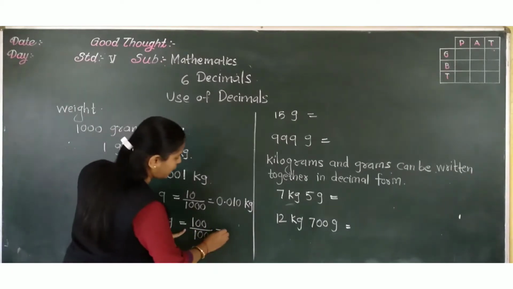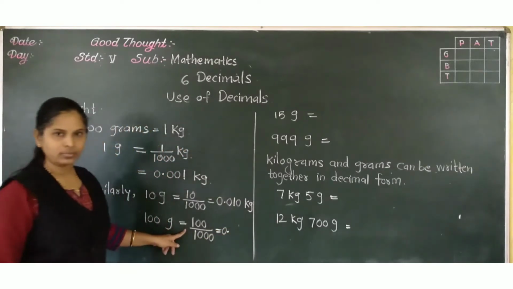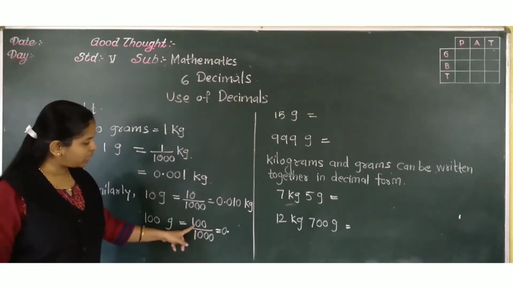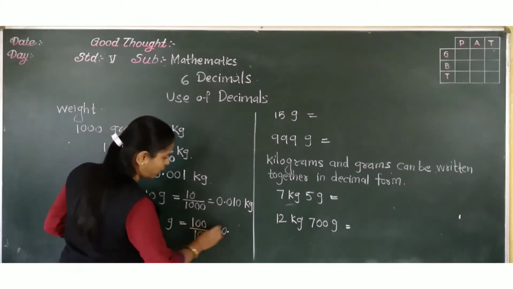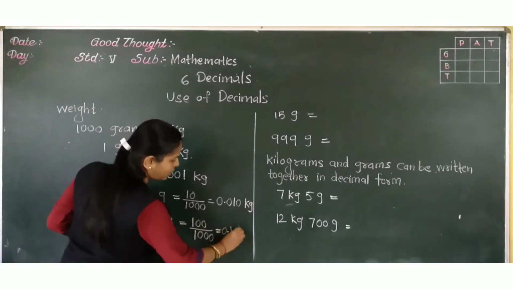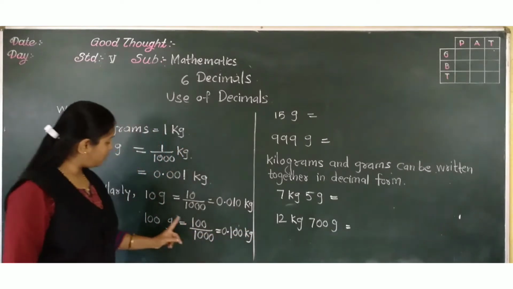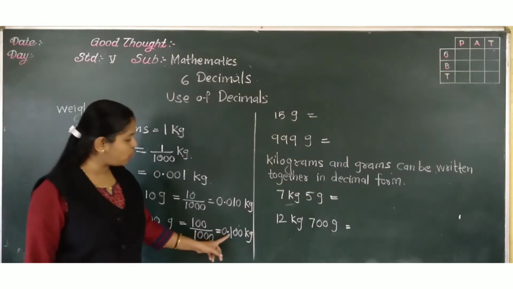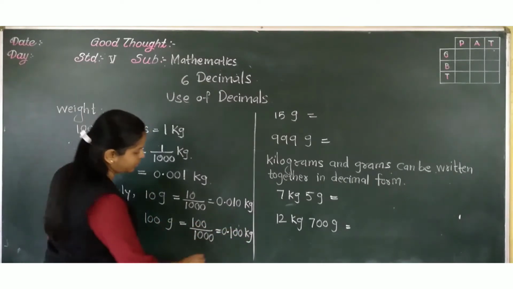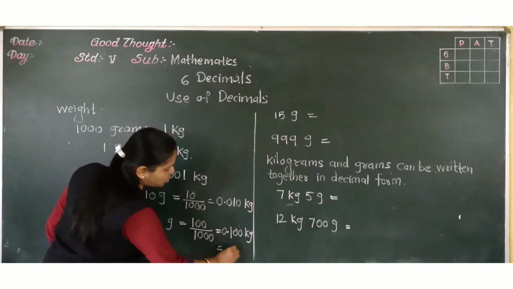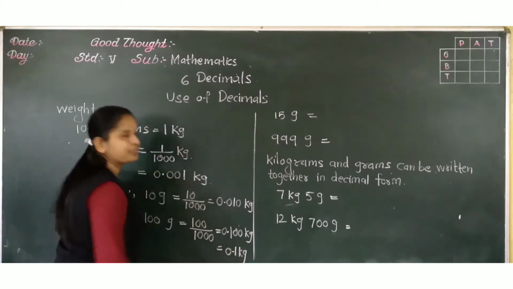Now the whole part has nothing, so 0. Here already how many digits are there? See, 1, 2, 3. So no need to write 0 before 1. So 100 gram is equal to 0.100 kg, or you can write it in this way also, 0.1 kg.